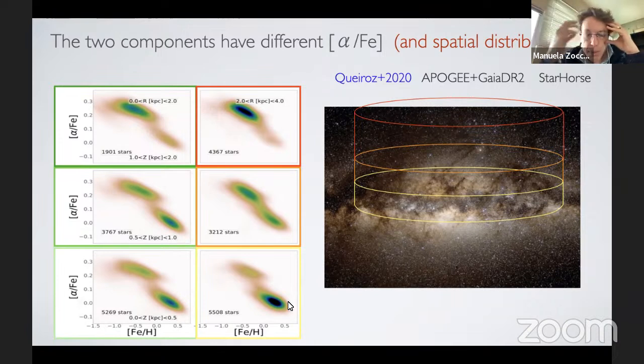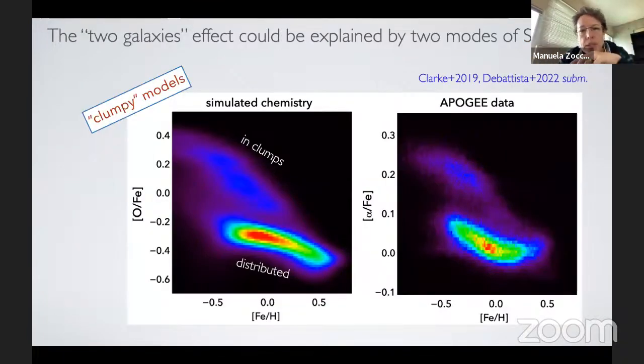How can we explain this, that in our galaxy there are stars of two types? De Battista et al. and Clarkson et al., from the same group, Clarkson being a postdoc of Victor de Battista, proposed a scenario that makes sense to me. It seems very plausible, and it's that the stars that are alpha-enhanced are those that formed in clumps at early epochs.